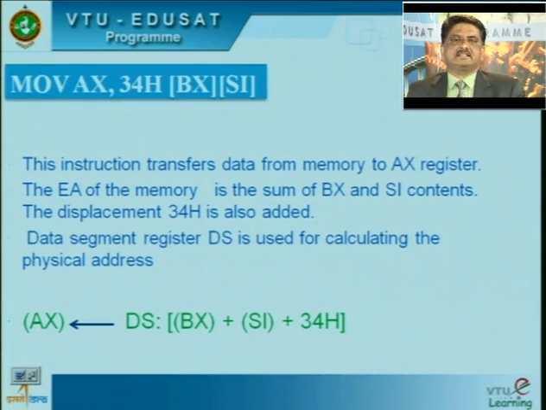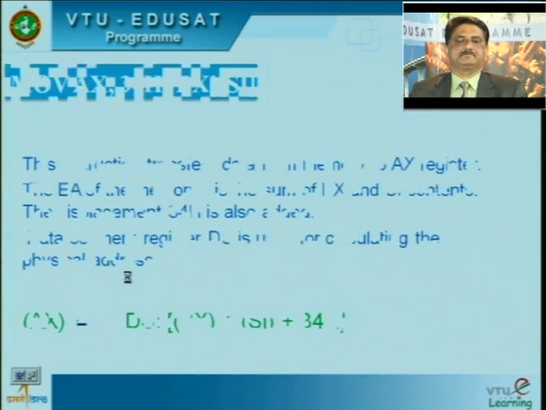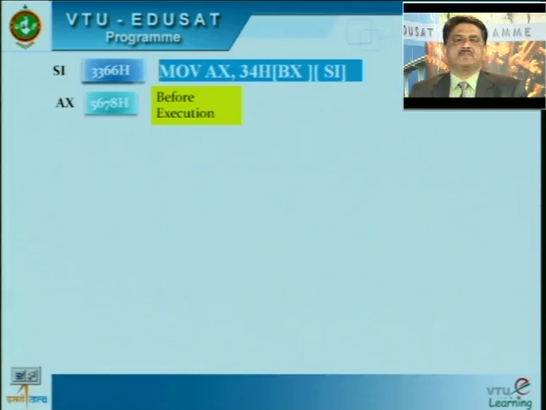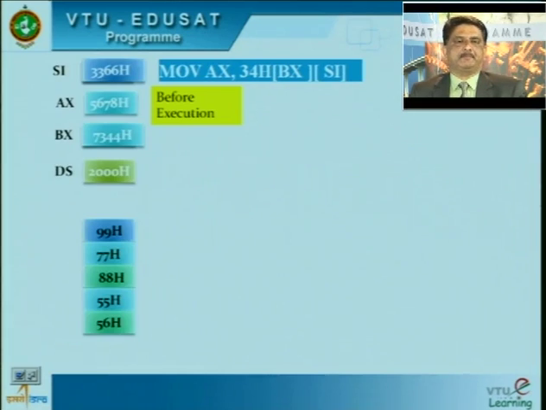Now, how is the physical address calculated here? The content of DS is converted into 20 bits, and then it will be added with BX plus SI plus 34H, where the contents of BX plus SI plus 34H give me an offset. This offset is added with the segment base, which gives me a physical address. From that physical address, I copy the contents of those physical memory locations onto AX. Now, how does this work? Let us try to understand with a picture here.